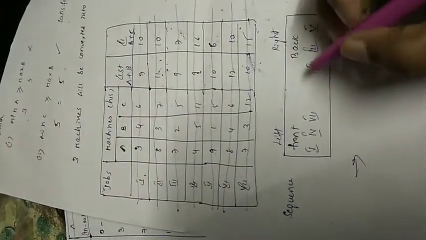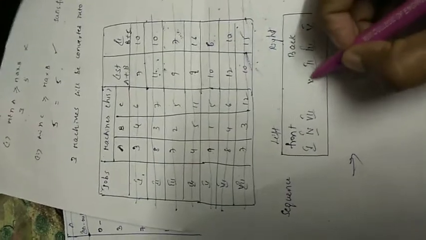So finally we get 6. If you have 11 and 12, 11 is the minimum, so I will consider it like that only. Okay, so this is the sequence.